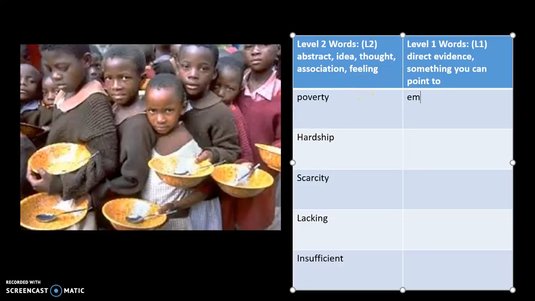Like I mentioned before, they have empty bowls, right? They are children in a line, and it appears that they're waiting for food because of their bowls. Let's see, what else? It doesn't really look like they have already eaten something because everything looks clean. So I'll go even further to say that the bowls appear unused. There actually was not any food in them to begin with, it doesn't look like. So I have a couple of things that I can work with here.